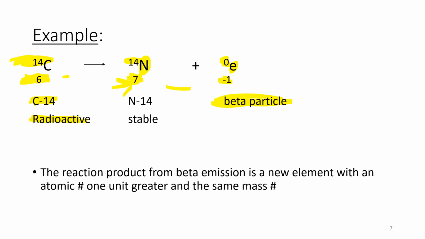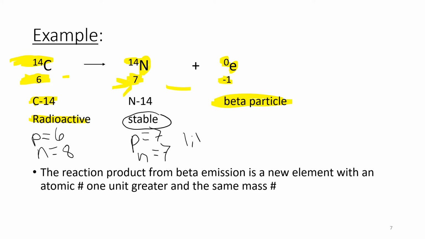And then we can also check our proton to neutron ratio here. So in carbon, we have 6 protons. Our number of neutrons is 8. And in nitrogen, our number of protons is 7. And now we have 14 minus 7, so our number of neutrons is 7. So our proton to neutron ratio here is 1 to 1. So we have now created an atom that is stable versus carbon-14, which was radioactive because, again, too many neutrons compared to our protons in this example.